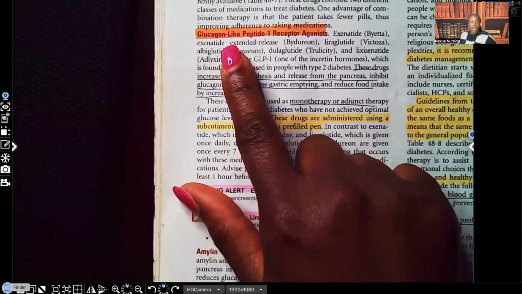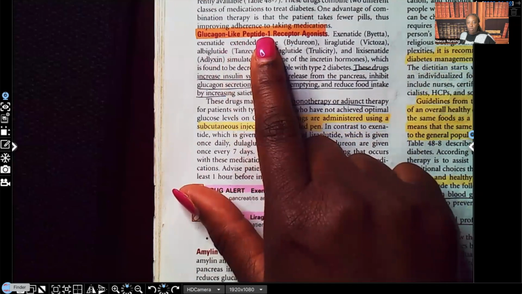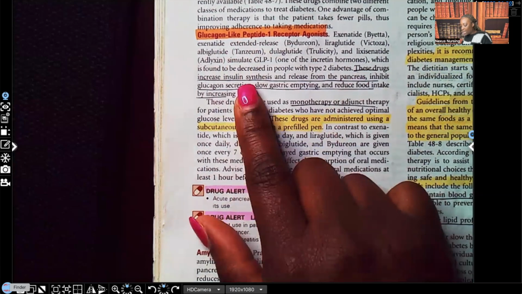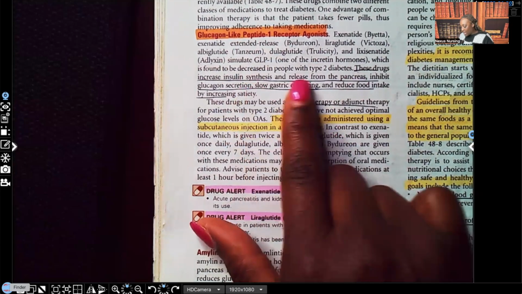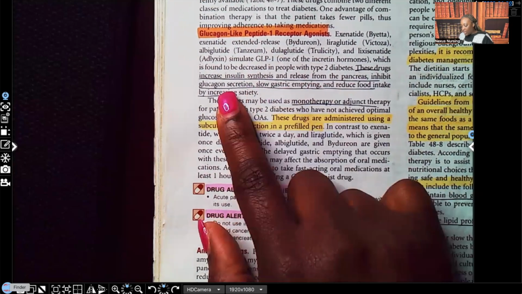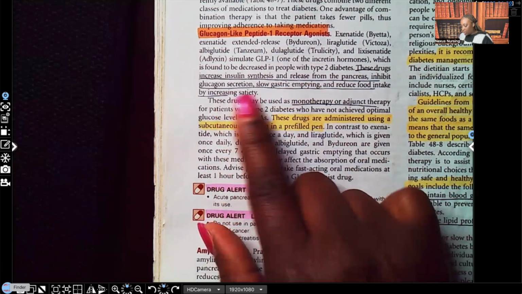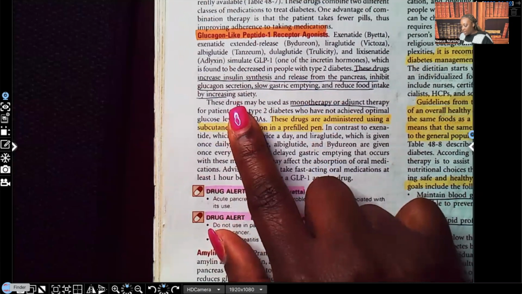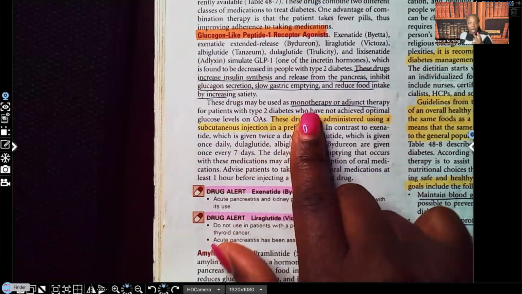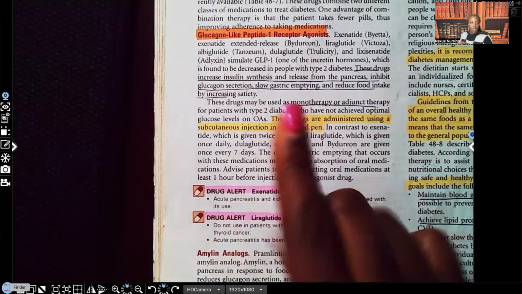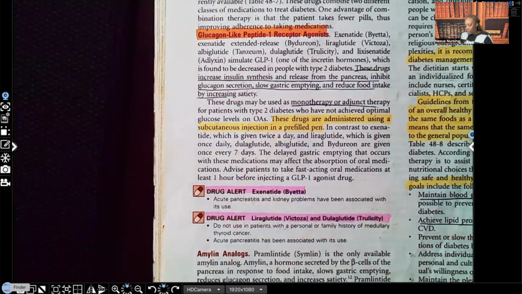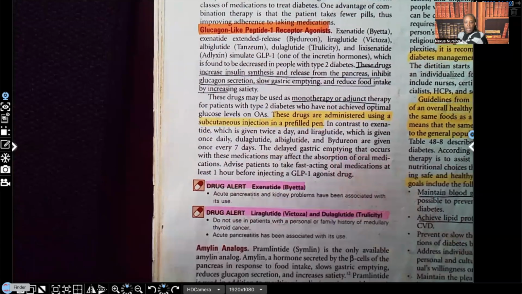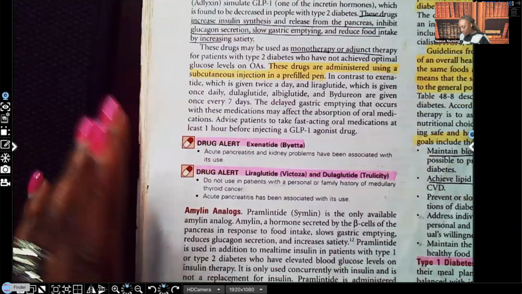Okay, glucagon-like peptide-1 receptor agonists. Talk about these. These drugs increase insulin synthesis and release from the pancreas. They stop glucagon secretion, they slow gastric emptying, and they reduce food intake by increasing satiety. So these drugs may be used as monotherapy or adjunct with other drugs for type 2 diabetics. These drugs are administered using sub-Q injection, pre-filled pen, and these are 2 examples of medications they give you.